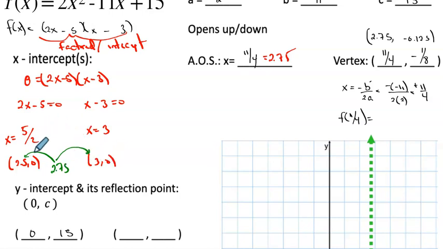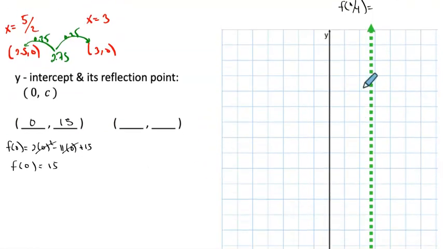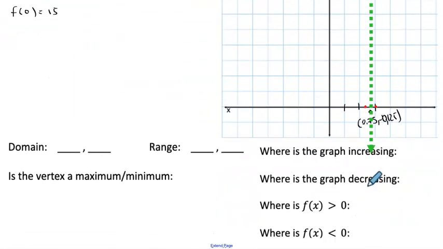And that should happen, right? This should be the same distance away from both your x-intercepts. Your vertex is going to be exactly in the middle of both your x-intercepts, so it should be the same distance away. So 2.5 to 2.75 and 2.75 to 3 should be symmetric to one another, because that's what the axis of symmetry does here.